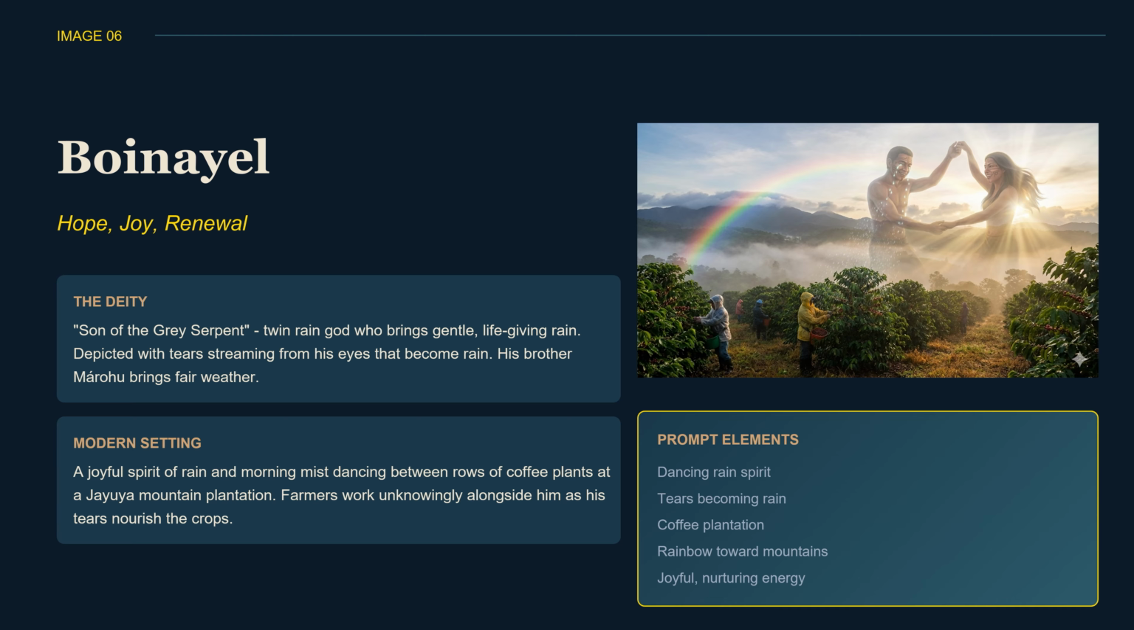Boinayel, the rain god, representing hope and joy. His tears become gentle rain over a Jayuya coffee plantation, a rainbow arcing toward the mountains.